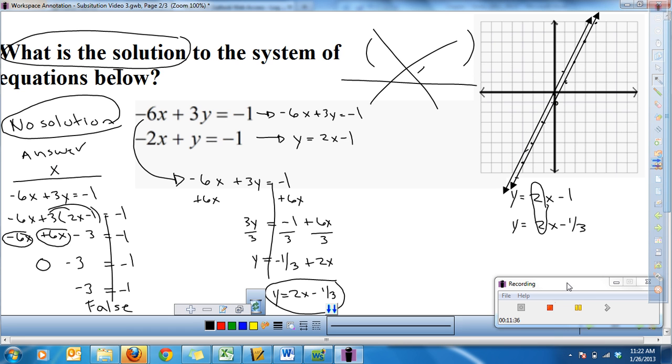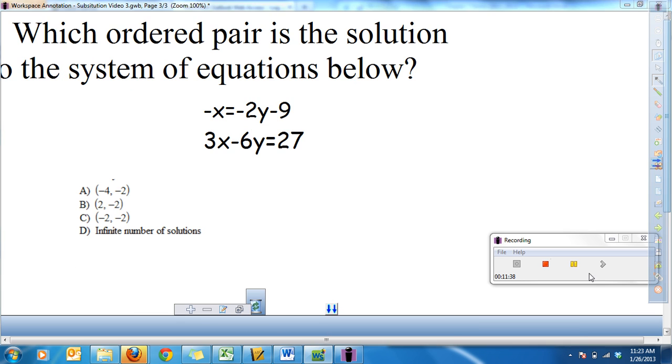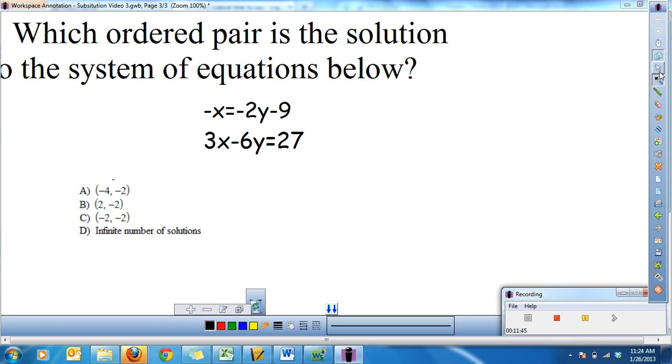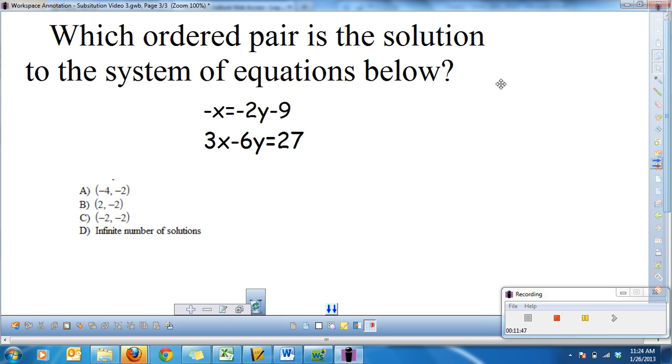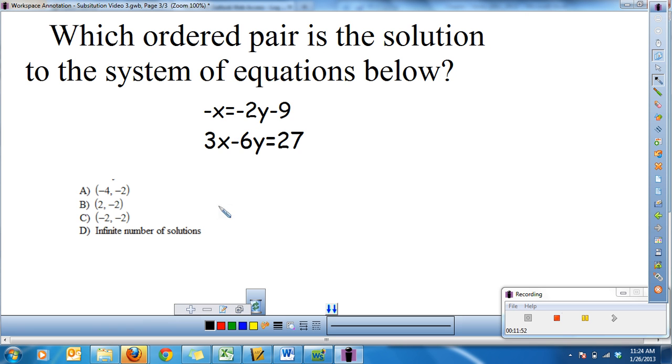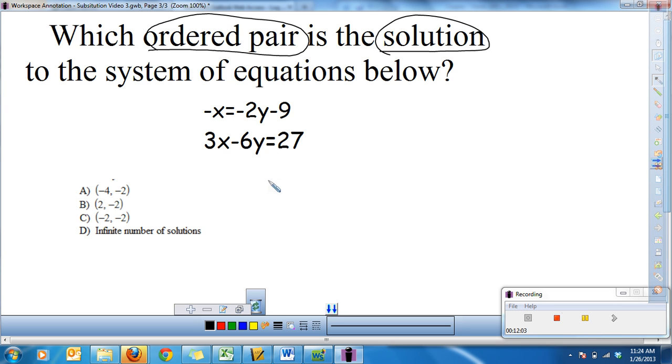All right, let's do one more example. So one more example that says, which of the following ordered pairs is a solution to the systems of equations below? So I know I need my answer to be an ordered pair. It's asking me what is the solution to the system. I know this is a system, so I'm going to have to use either graphing, substitution, or elimination, which we're going to learn at a later date.